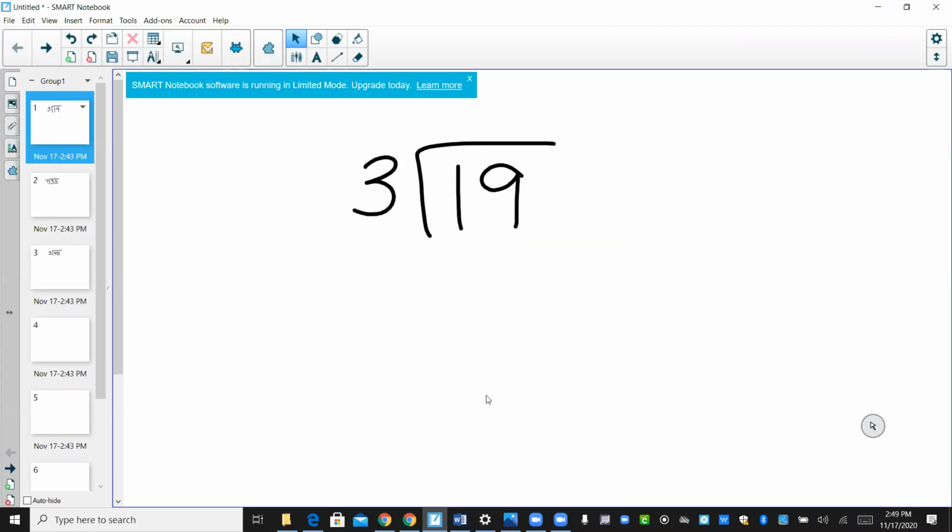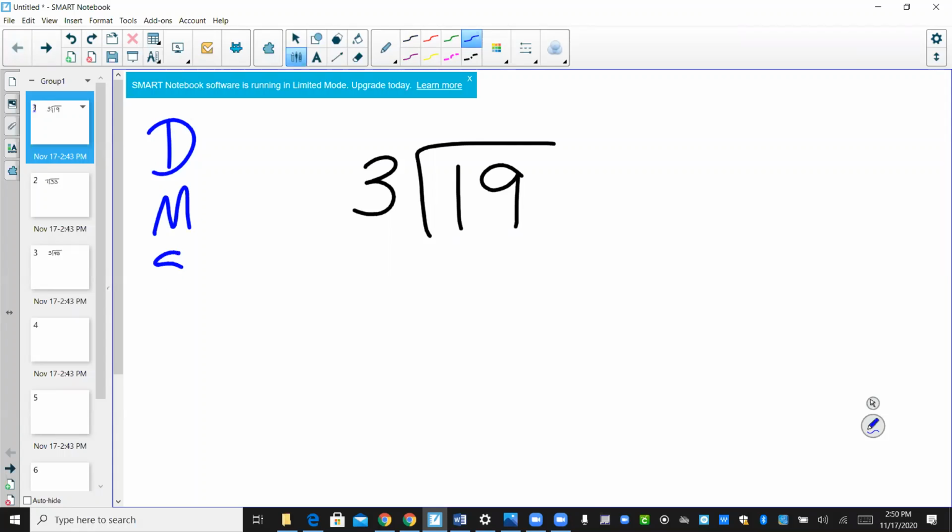were in the video before, using that mnemonic, daddy, mommy, sister, brother, rover, to help you remember which step comes next. Go ahead and write out your steps to the side. D, M, S, B, R, daddy, mommy, sister, brother, rover. Now, first asking yourself, can I, daddy, divide?